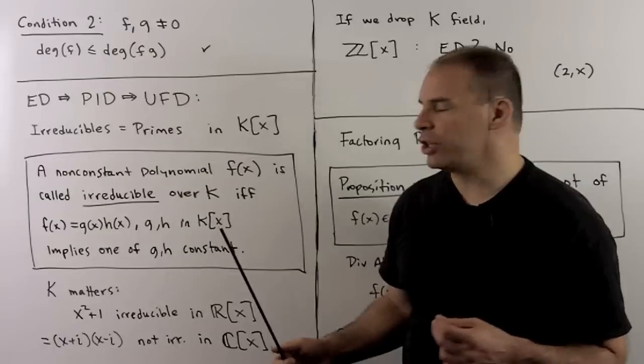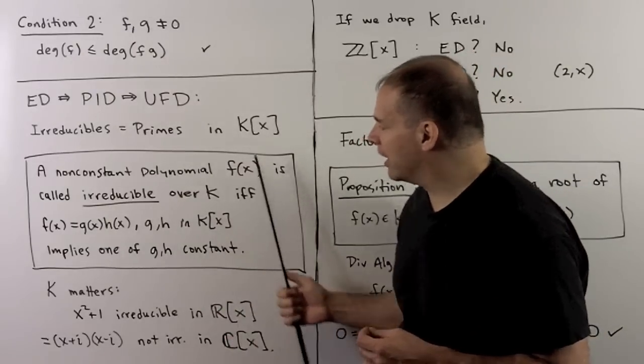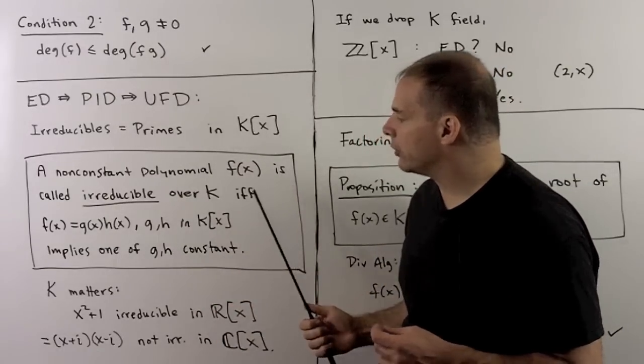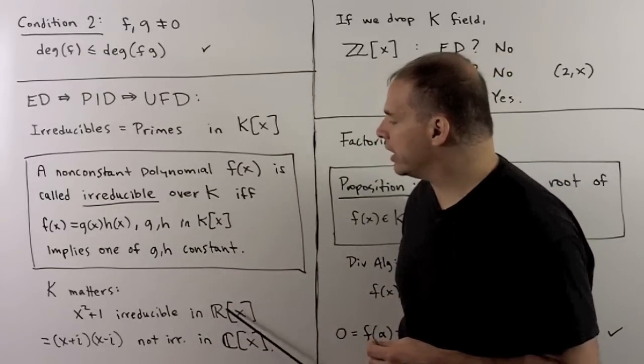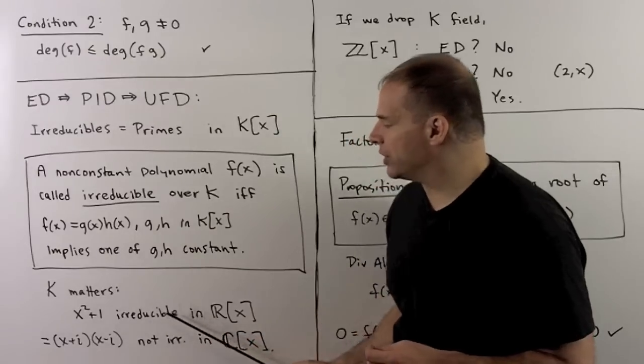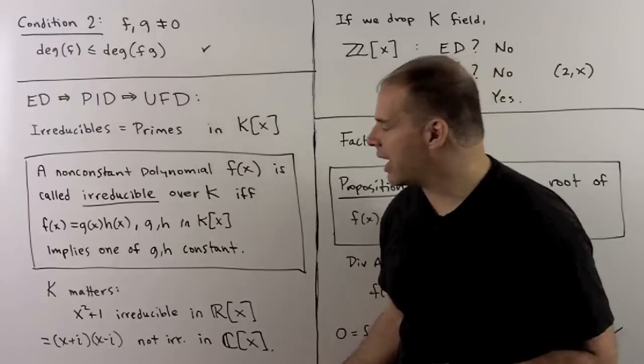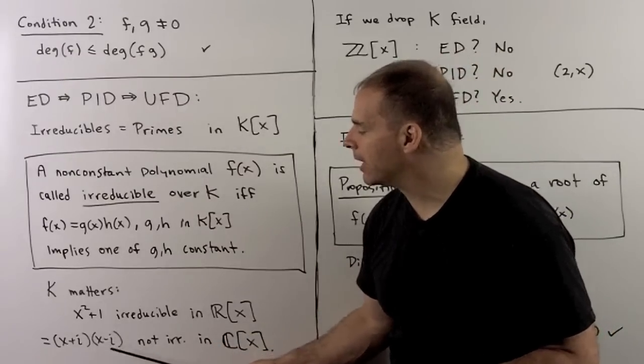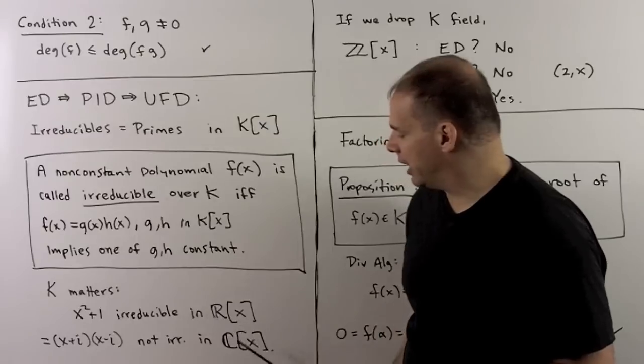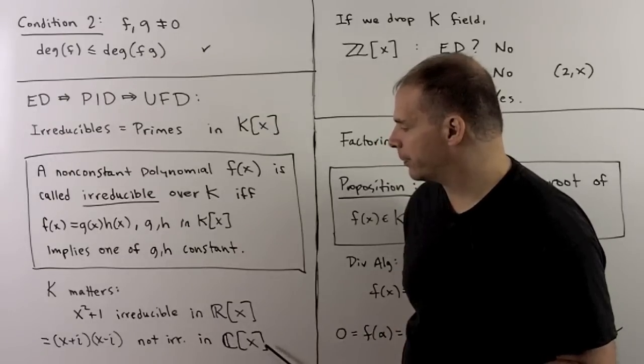So this definition is with reference to a given field K. For instance, if we're working over the reals, then x squared plus 1 is irreducible. But if we move over to the complex numbers, it becomes (x plus i) times (x minus i), and that's not irreducible in C adjoin X.